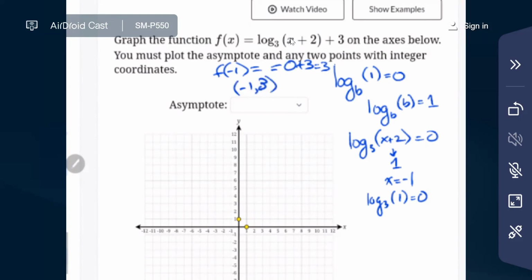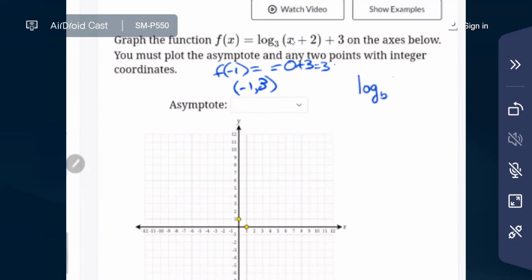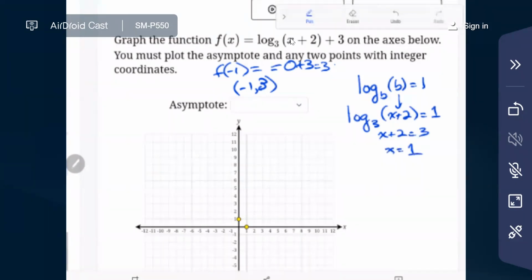All right, and then I'm going to erase this, so you can always pause the video and look at it. Then we have this other idea, fundamentals of logs, which says log b of b equals 1. So how do I make log 3 of x plus 2 equal 1? Well, x plus 2 has to equal 3. So when does x plus 2 equal 3? When x equals 1.